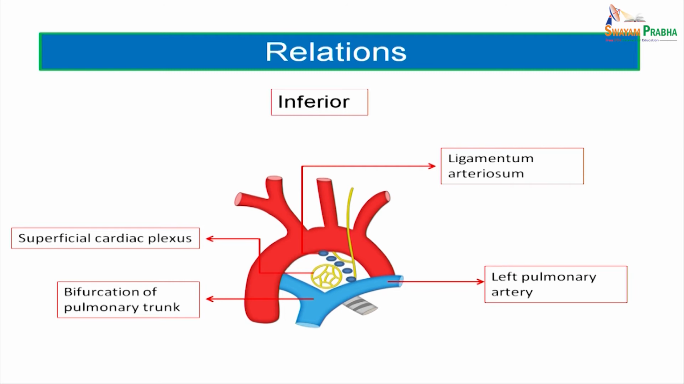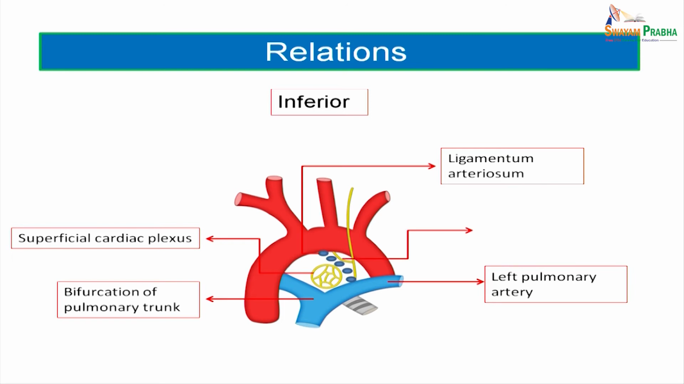So, the superior cardiac branch is coming from the superior cervical ganglion, and the inferior cardiac branch is coming from the left vagus. These two branches reach the superficial cardiac plexus. The rest of the branches will go to the deep cardiac plexus, which is situated behind the arch of aorta.